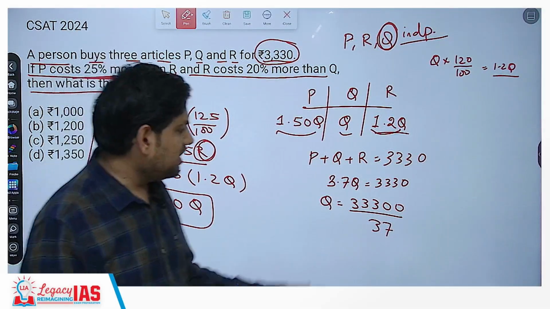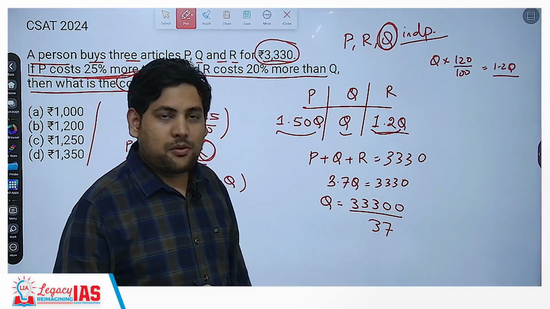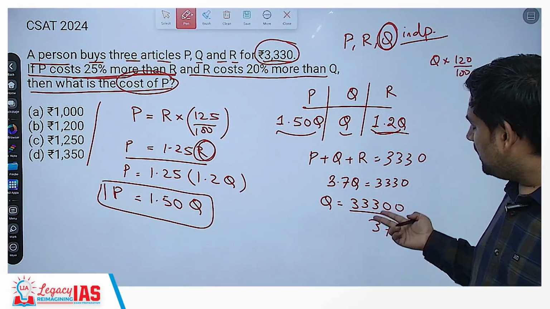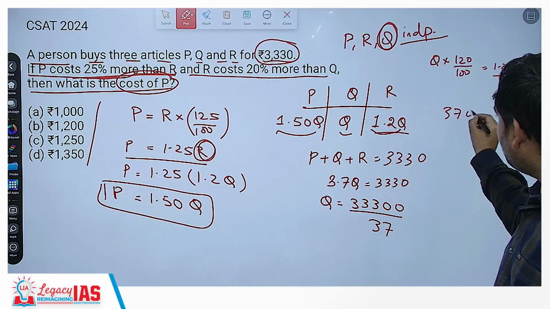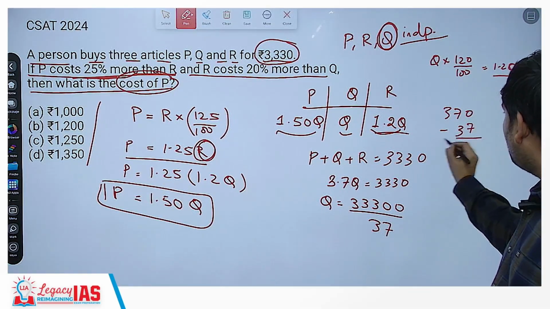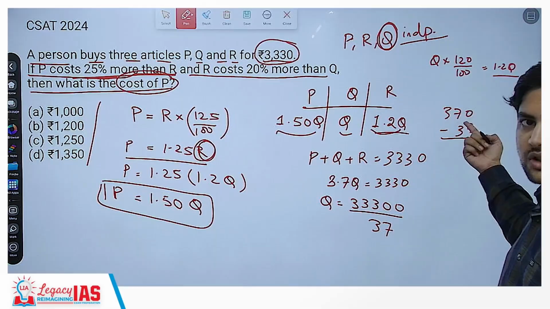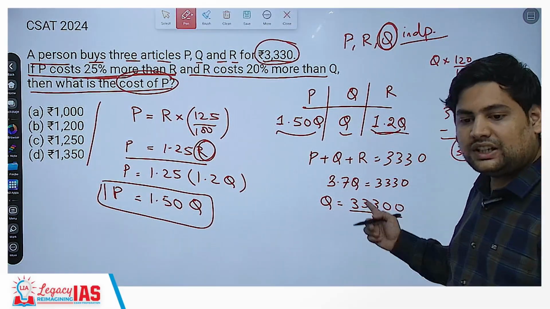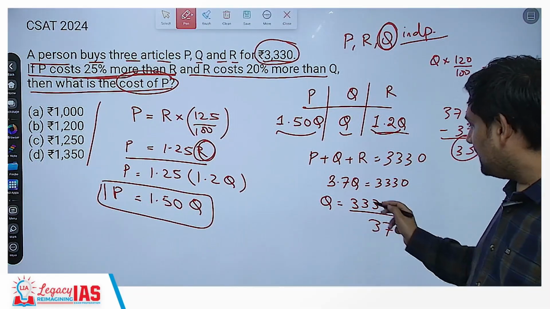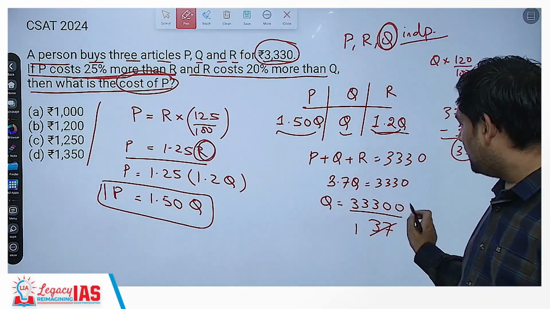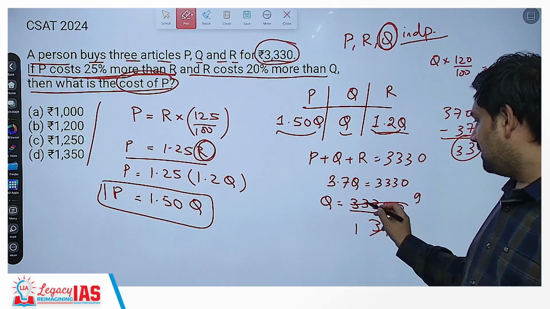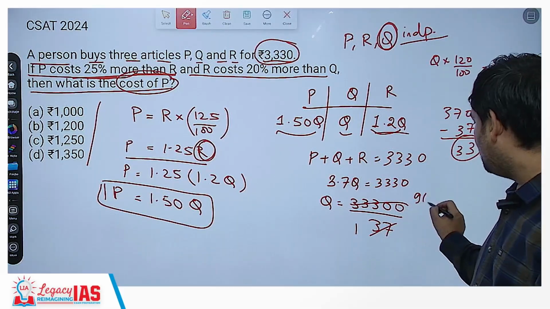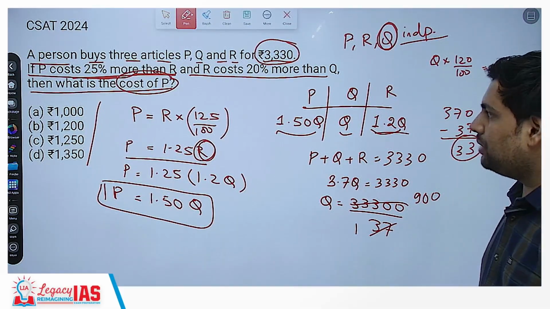Correct? Now 37 is a prime number in itself. But if you see this carefully, 333, what does this seem like? Doesn't this seem like 370 minus 37 gives you what? 333. That means this is actually 37 nines are 333. So this will go one time, this will go 9 times. This 333 will go 9 times and you'll have 2 zeros. So Q came out to be 900.